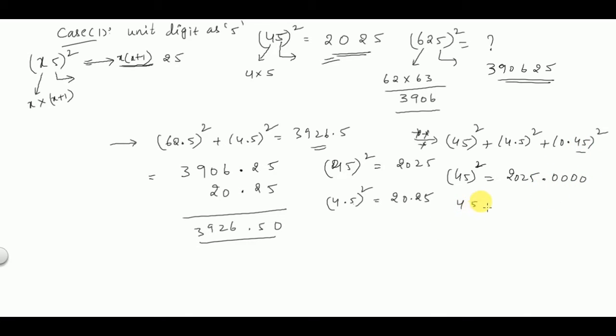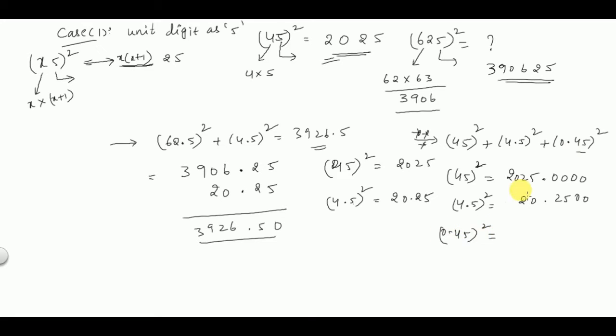Next, 4.5 whole square. As I have told you, 4.5 whole square is keeping a decimal point after 2 numbers, because there is 1 number after the decimal multiplied by 2, so we'll get 20.25. Now 0.45 whole square we need.